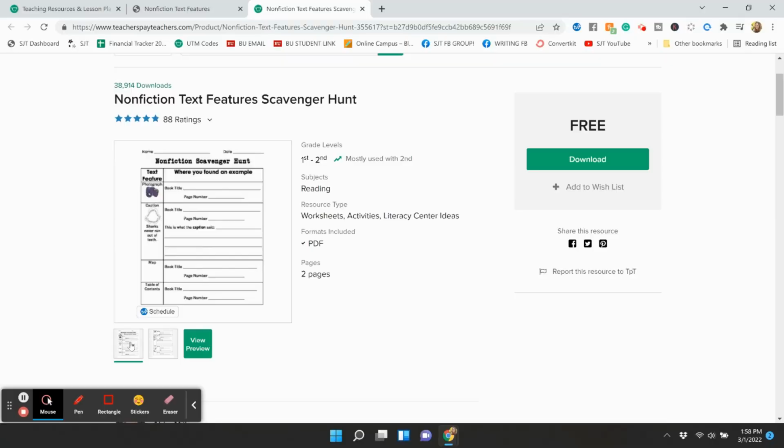Now, I was going to make you a freebie for this. In fact, I even started it, but then I was like, wait, there's a lot of other well-made freebies. Why am I going to reinvent the wheel? So 2 that I really like that are completely free on TPT, there's this one right here.